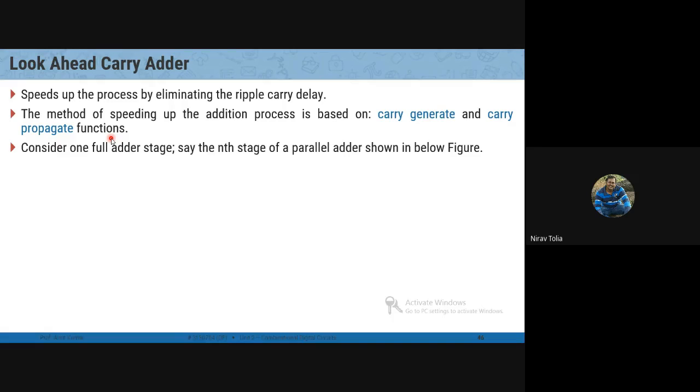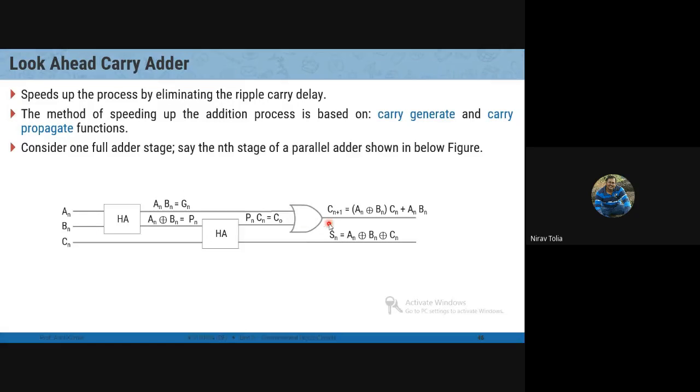Okay, now what that means, we can learn one by one. So consider one full adder stage, say the nth stage of a parallel adder shown in the figure below. So this is the nth stage. Okay, this is the generalized figure of the parallel adder, you can see. The parallel adders are made by two half adders, as we all know.